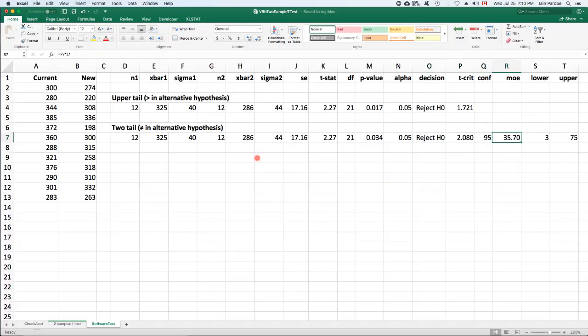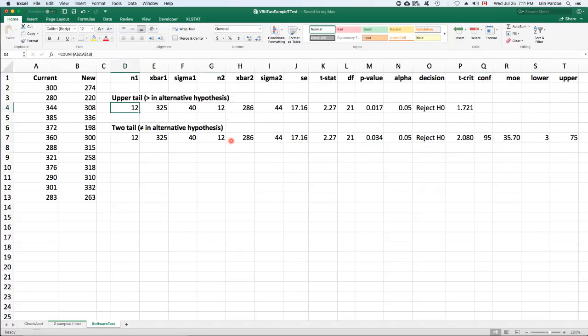Confidence interval is the margin of error, standard error times critical value. And here's the lower and upper bounds of that confidence interval. So we're 95% confident that the difference in the population means is between 3 and 75.